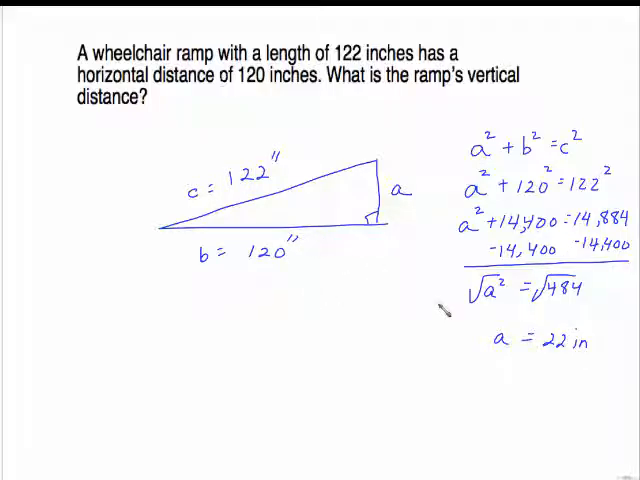Now, two things can happen when you take the square root. Sometimes it comes out even, sometimes it doesn't. If it doesn't come out even, it may ask you to round to the tenths place or the hundredths place. It may say write your answer with a simplified radical, so just pay attention to the directions.